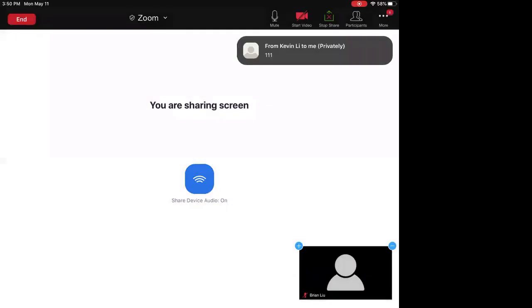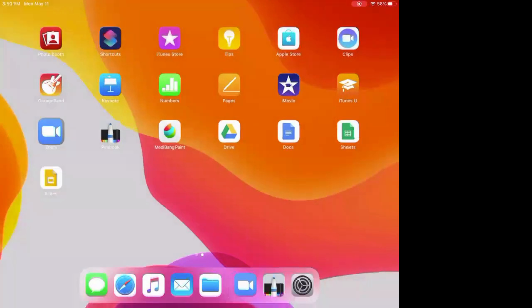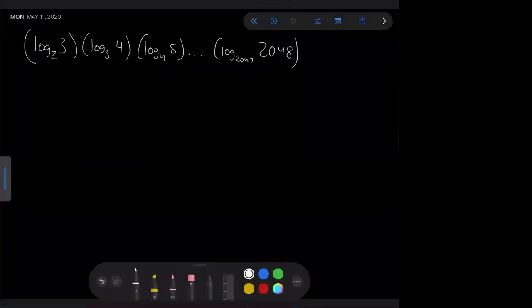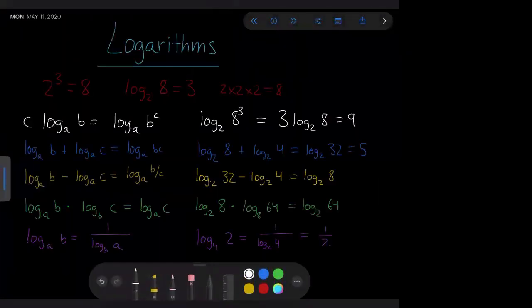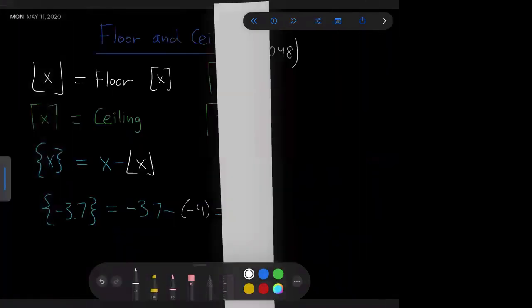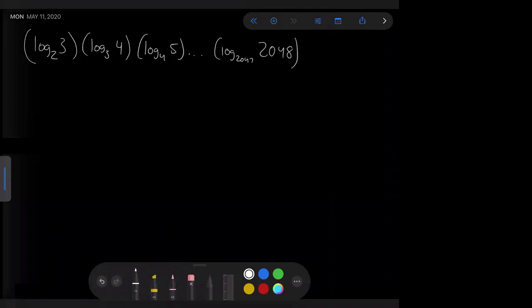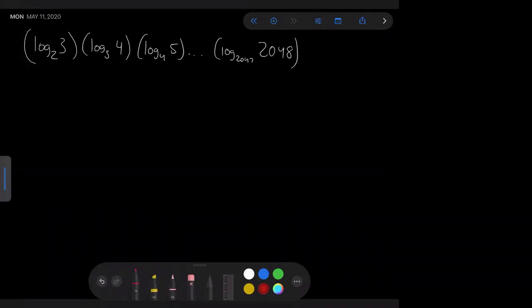Okay, yeah, the answer is 11. And how do you get 11? Pretty straightforward. If you go back to our log properties slide, we're going to make good use of our green property this time. Our green property says that log base A of B times log base B of C is equal to log base A of C. And we just keep doing it, because look at this, all of this is going to cancel out. The 3's cancel, and then the 4's cancel, and so on and so forth, until all you're left with is log base 2 of 2048.